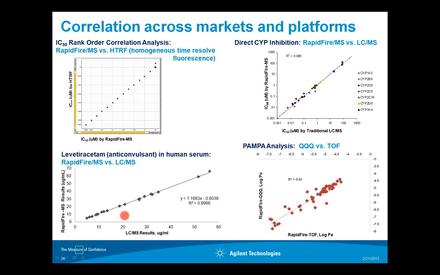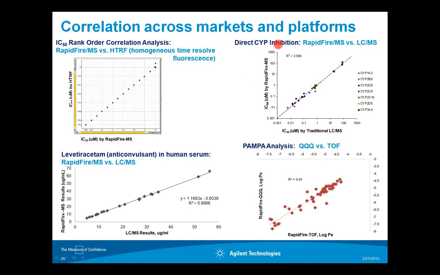Of course, something that's very important when we're talking about RapidFire, and I told you what some of the traditional methods were, whether they're optical assays or LCMS assays, is that we're able to have great correlation analysis with these traditional methods. Here's an example of doing an IC50 using RapidFire versus HTRF. This is a market-leading fluorescence assay, and you can see excellent correlation.